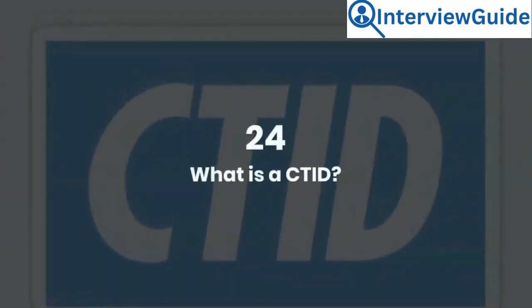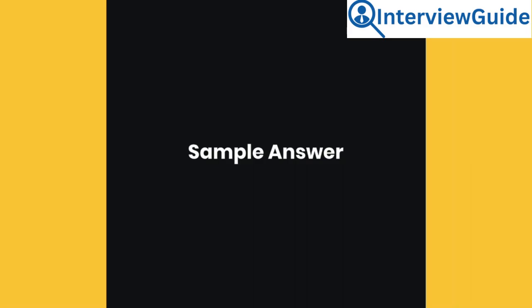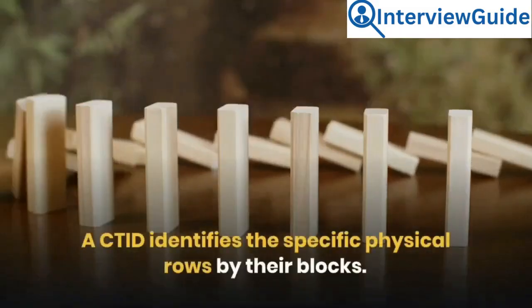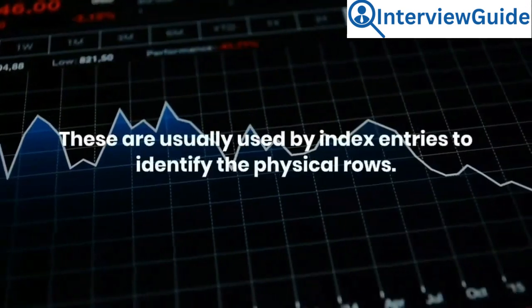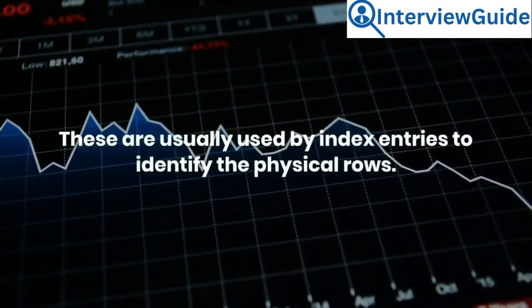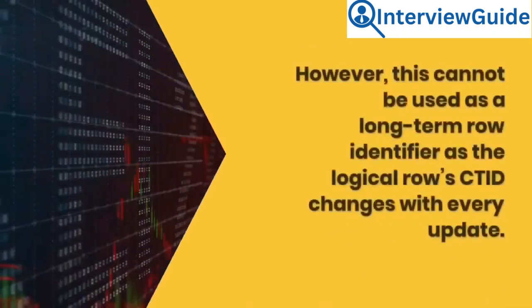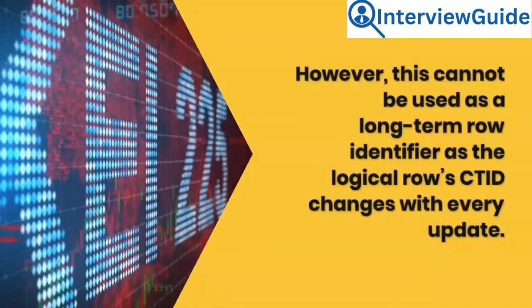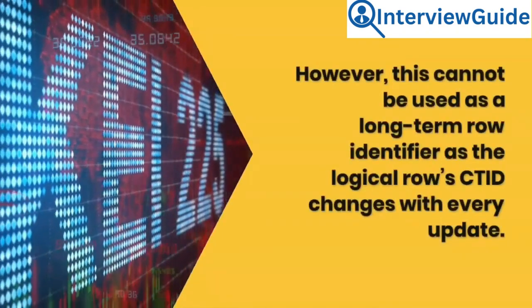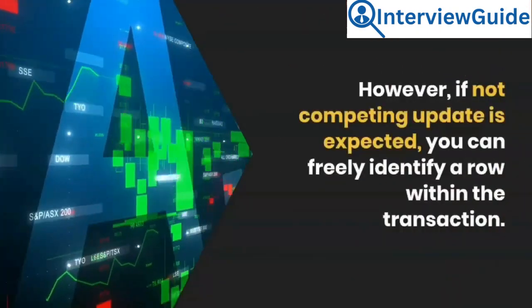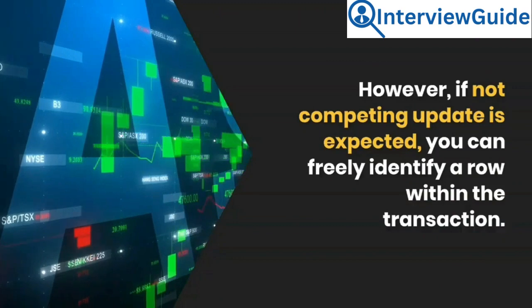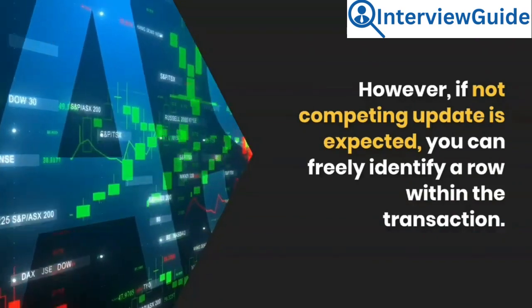24. What is a CTID? Sample answer. A CTID identifies the specific physical rows by their blocks. They also offset positions within a table. These are usually used by index entries to identify the physical rows. However, this cannot be used as a long-term row identifier as the logical row's CTID changes with every update. However, if no competing update is expected, you can freely identify a row within the transaction.